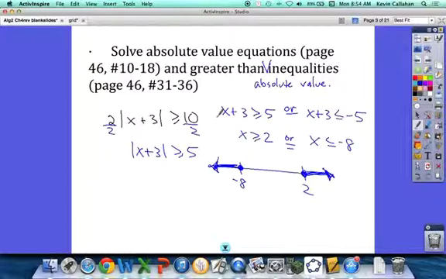What other option do you got for that? Could you put it in the calculator? Remember, how do you put it in the calculator?